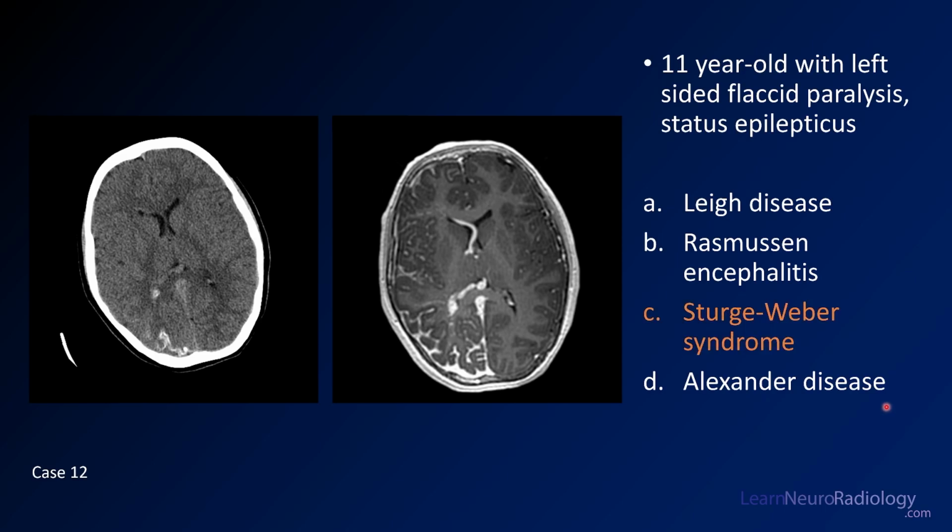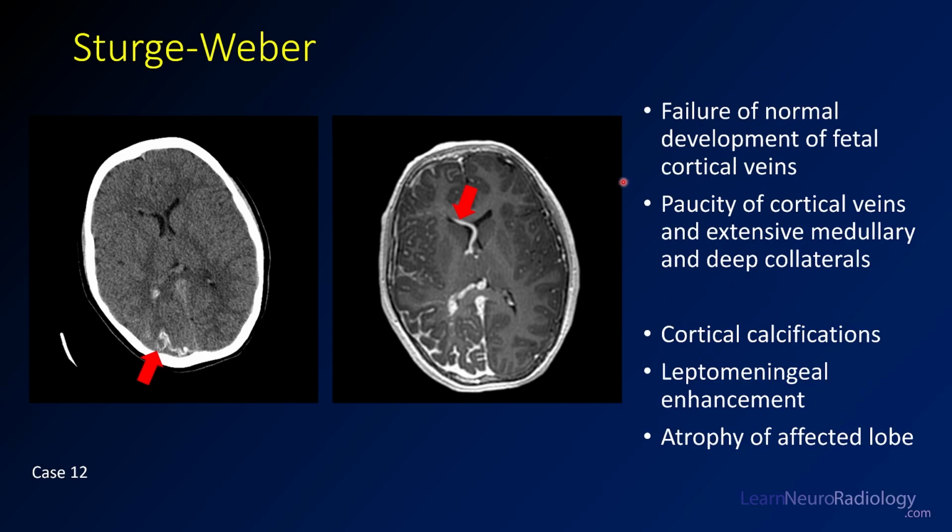So this is a case of Sturge-Weber syndrome. One of the reasons I'm showing you this is so you can recognize this abnormality on MRI. So what you see is you see tram track type calcifications along the cortex of the right parietal and occipital lobes here. On the MR, it has a very unusual appearance. There's a lot of leptomeningeal enhancement all along the sulci. That's from abnormal veins and venous engorgement in those areas.